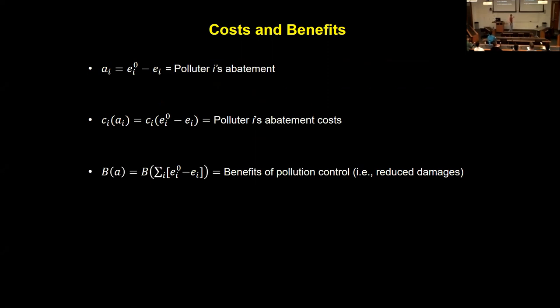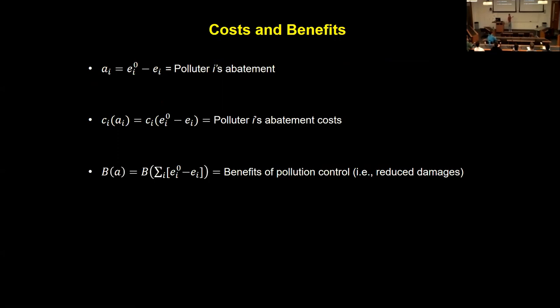So this should look very similar to what we had before, but maybe a lot simpler. Abatement. I've changed the notation here a little bit. Sorry about that. This is what's in the paper. Abatement is A. It's just their unregulated emissions minus their new emissions.